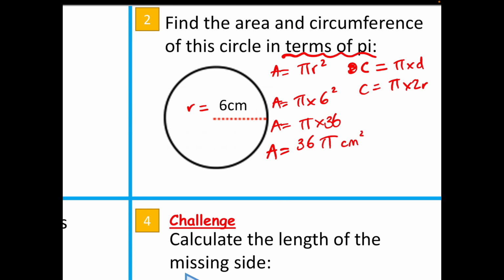For the circumference, I'm going to do the same, substitute in r into my formula. It's just a slightly different formula. We're going to have pi times 2 times the radius of 6. This can be rewritten as pi times 12, and in terms of pi, that's going to give me 12 pi. Remembering units, we're not looking at area, we're looking at distance around the outside of the shape, so it's just going to be in centimetres.